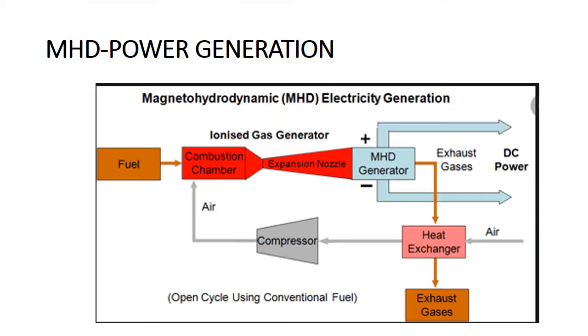This is another figure for the MHD power generation. Here you can see the fuel, and the fuels used will be coal, natural gas, and so on. It is burnt in the combustion chamber, and the air required for combustion is taken from the heat exchanger, preheated from the hot gases coming out of the MHD generator. The exhaust gases are given to the air preheater, and from there the air which we require for combustion is again given to the combustion chamber by a compressor.